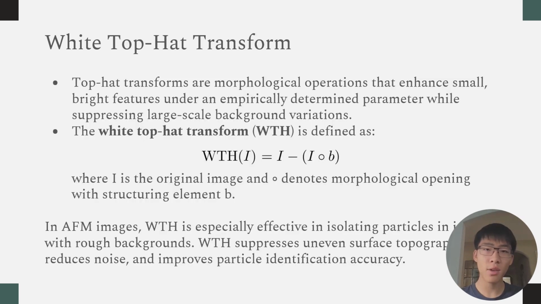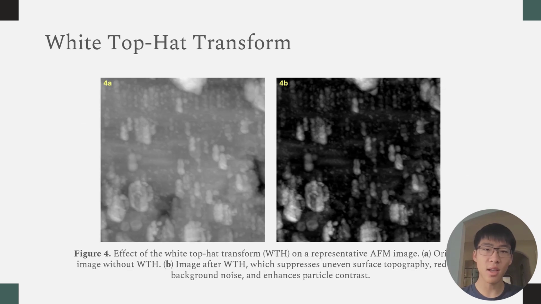I used a white top hat transform as one of my morphological transforms in my algorithms. The white top hat transform is especially effective in isolating particles in images with rough backgrounds. It's abbreviated WTH. In addition, it enhances small bright features and suppresses large-scale background variations, as seen in this figure.